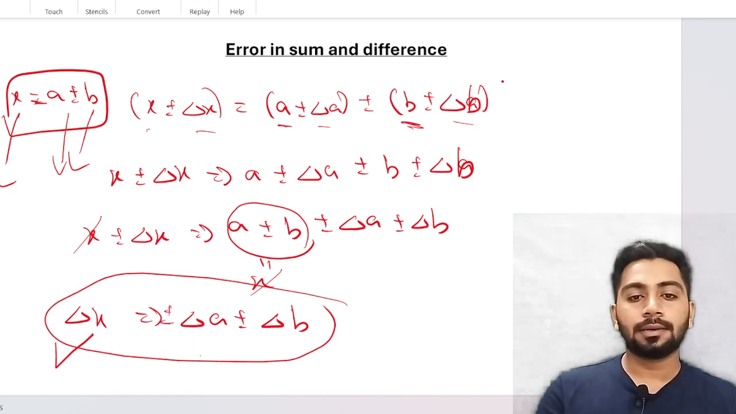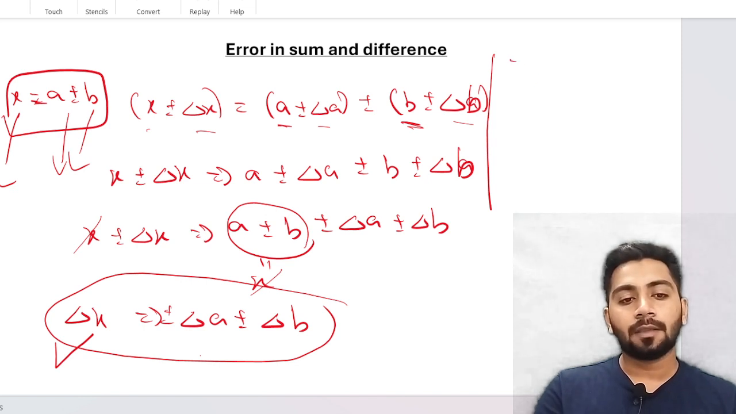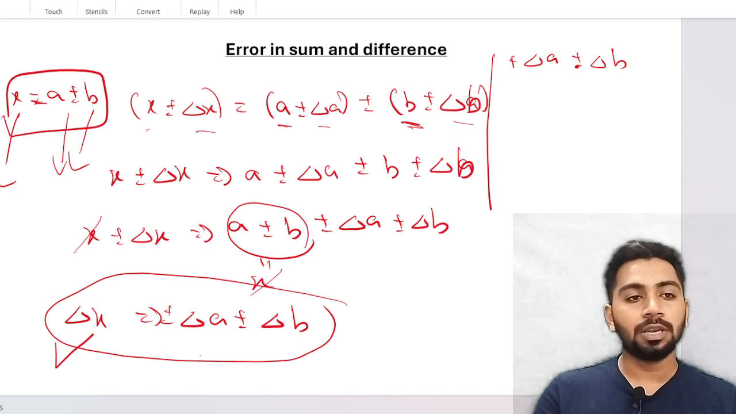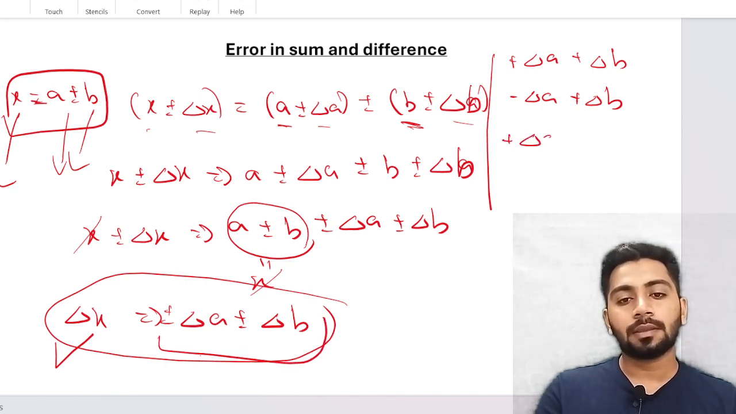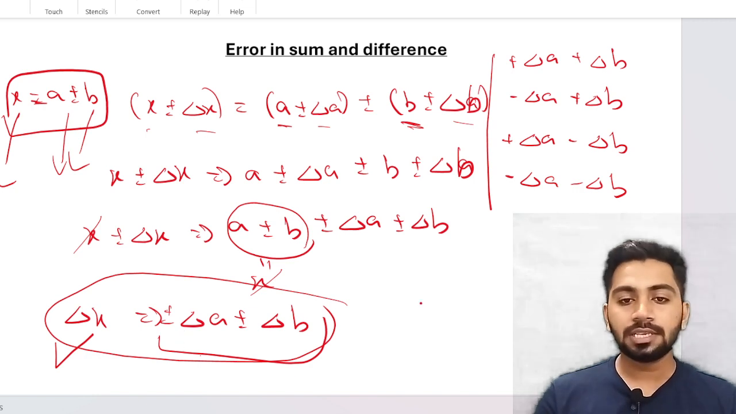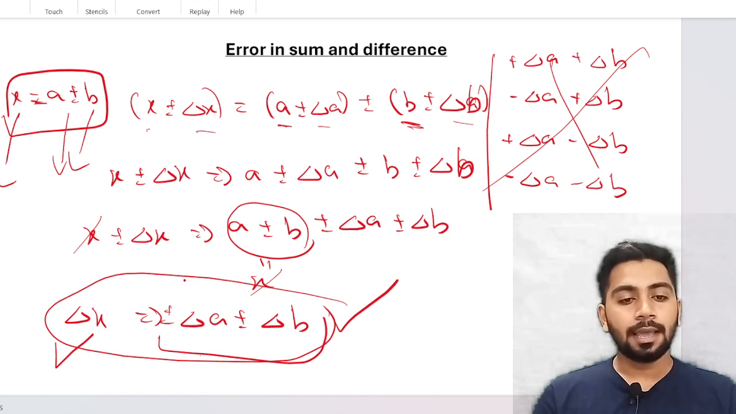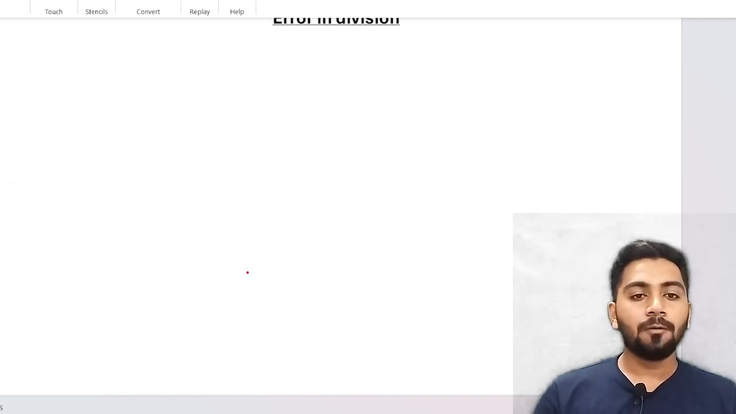Now there are four cases that exist. You can write it like this: plus or minus, only plus, only minus, and so on. For this I am writing in simple form. These four formulas I will get from this. You don't need to remember all this, just this is enough. Super.